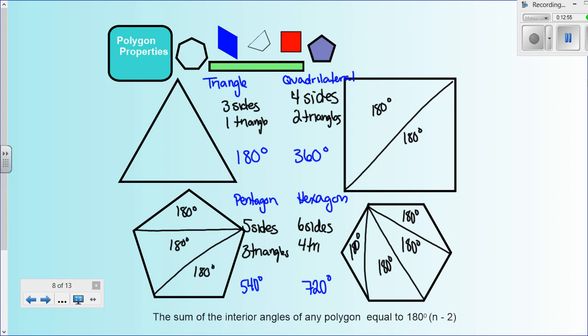So the sum of the interior angles of any polygon is going to equal 180 degrees times n minus 2, where n is the number of sides you have. So n is however many sides you have, you subtract 2 from that, and that'll give you how many triangles you're going to get, which you then multiply by 180.